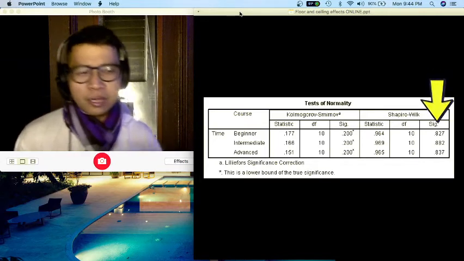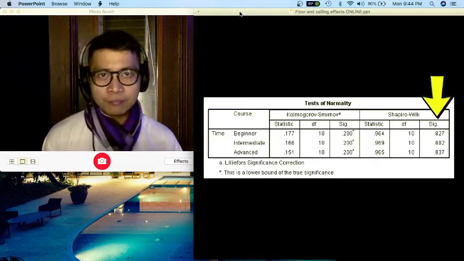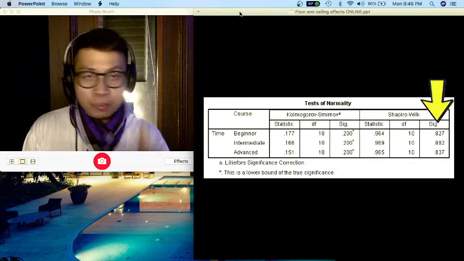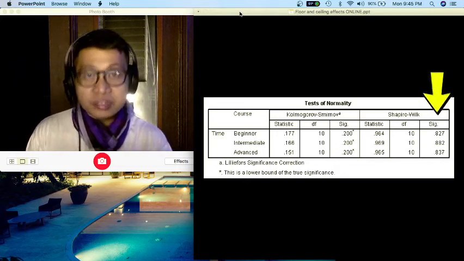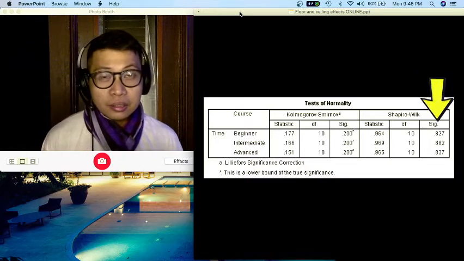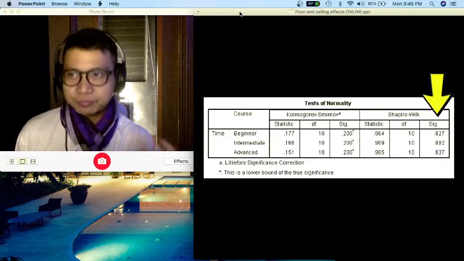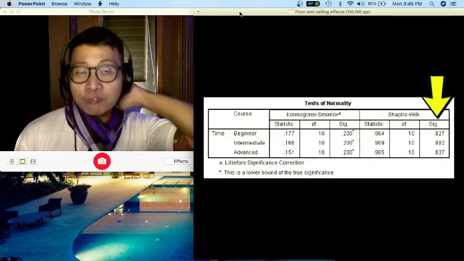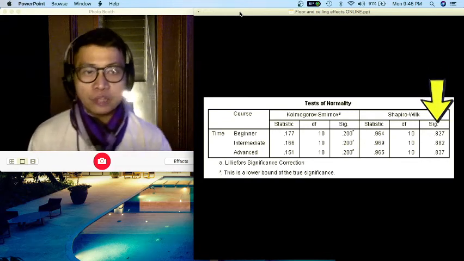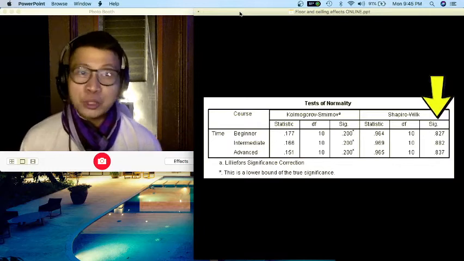Kasi ang ibig sabihin, kapag yung SIG na nakita mo diyan is less than 0.05, what does that say? The shape of the scores distribution is significantly different from a normal curve. Meaning, hindi ka pwede magpatuloy ng experiment with that kind of a shape of the normal curve. So again, you would like to see the SIG of the Shapiro-Wilk test to be greater than 0.05. So yun yung gusto nating makita.